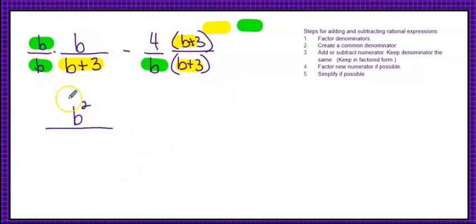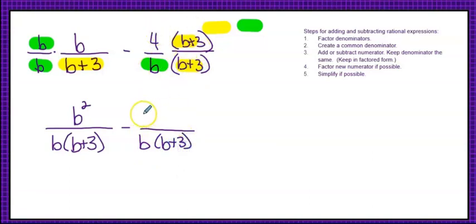And then the bottom, I can leave this factored, which is what I really want to do. I'm going to go ahead and multiply in the 4 here. In the numerators, you want to go ahead and use that distributive property. Denominators, you can leave them factored.